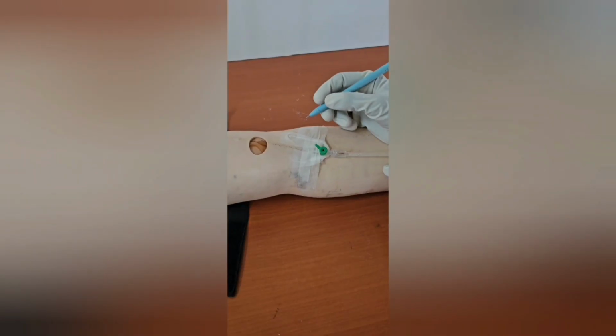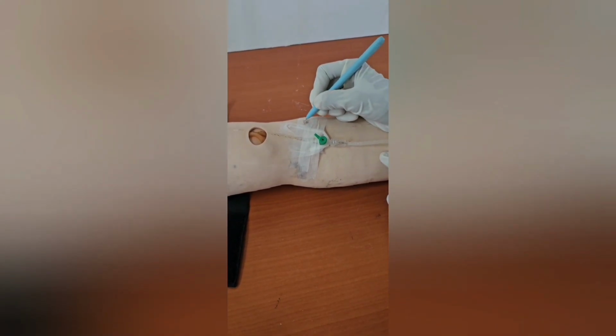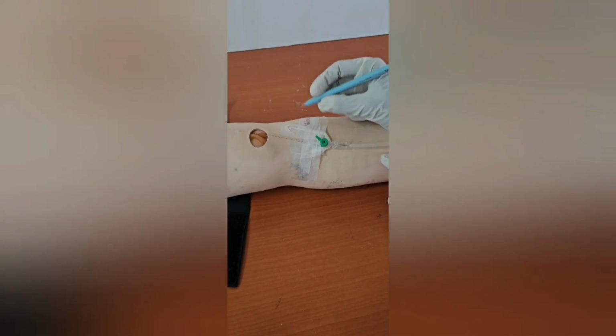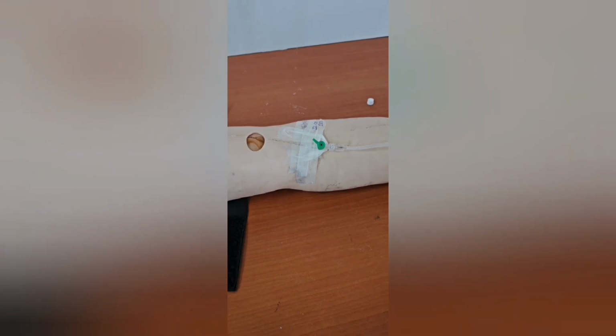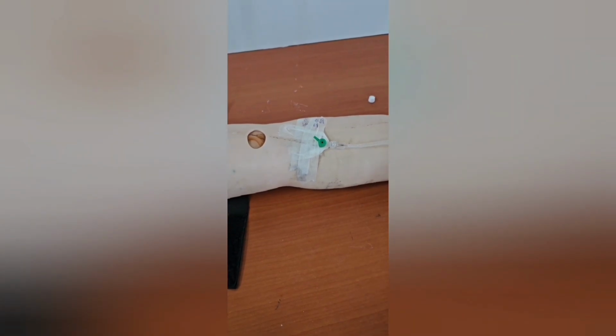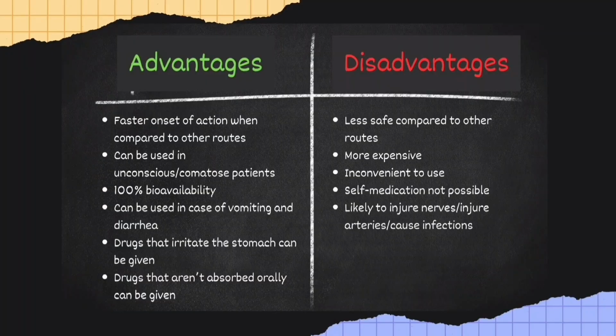Then check for pain, swelling and hematoma at the site of injection. Once that is done, paste a tape with the date and time of the initiation of the IV. Once that is done, remove the gloves, wash hands and dispose the waste appropriately according to biomedical waste management guidelines. These are the complications, the advantages and disadvantages. Thank you.